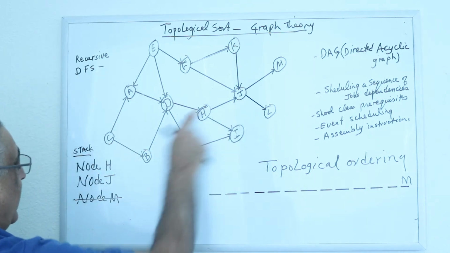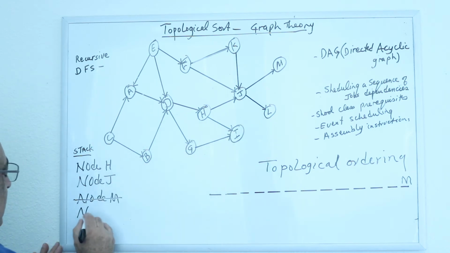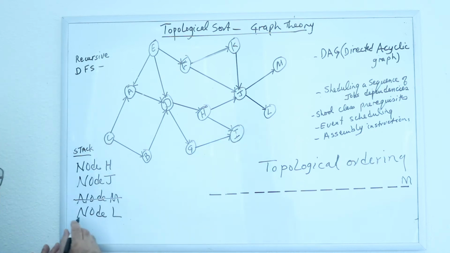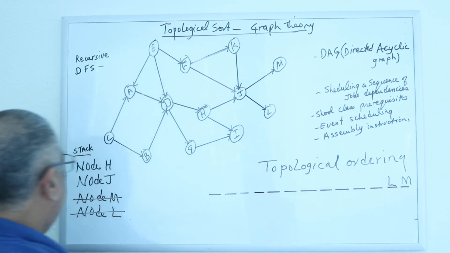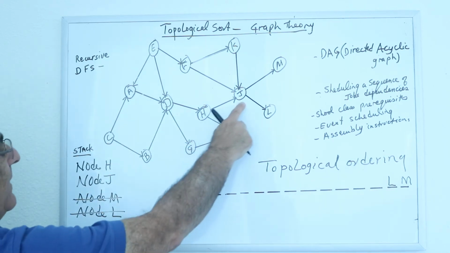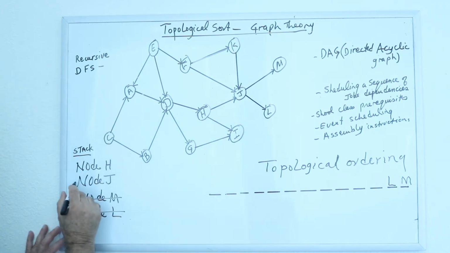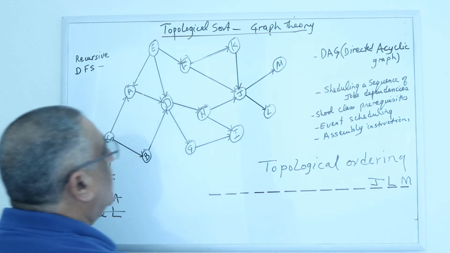Now I'm back at J. The only choice is to go to node L. Node L doesn't take me anywhere, so I'm going to pop node L from the stack and put it as part of the ordering. Now I'm back to node J. J can't take me anywhere else, so I'm going to pop node J, and that goes into my list.